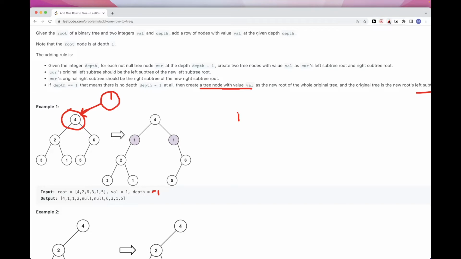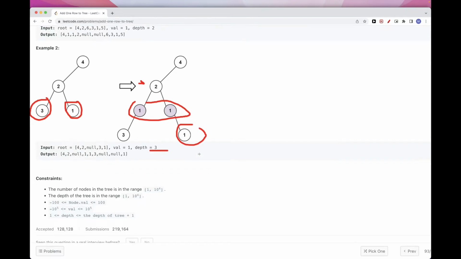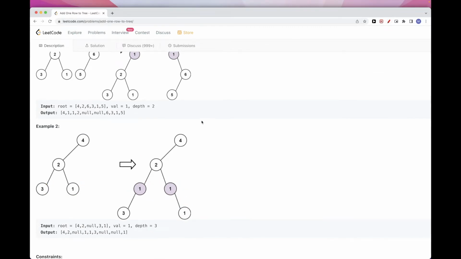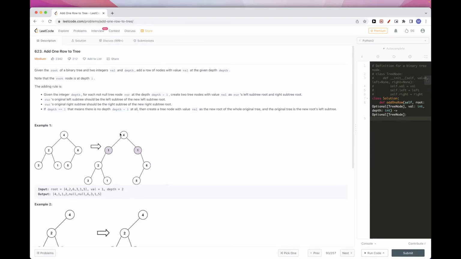So that's the problem. Yeah, so if we take a look at more examples, depth equal to 3 here, we take a look at depth 2, and then we attach them as children of it, and we take the previous left side and put it on the left, the previous right side and put it on the right. Okay, so that's the problem pretty much. Now, initially looking at this, it should be possible to solve it with DFS and also BFS, right? So with DFS, it should be pretty easy. We should just keep track of the depth value, and when we reach depth minus 1, just do exactly what the problem tells us to do.